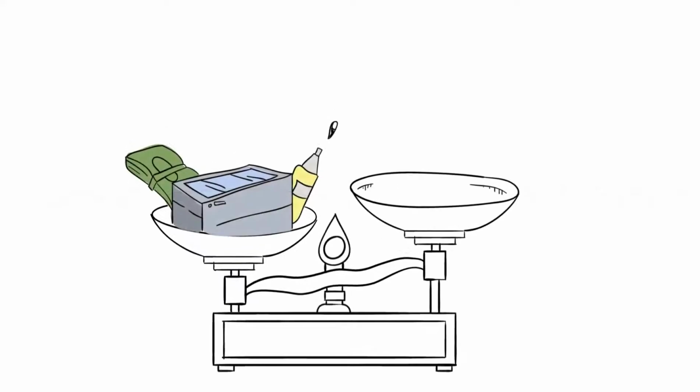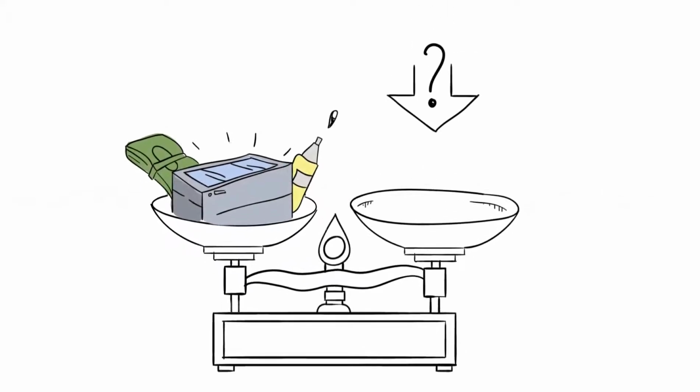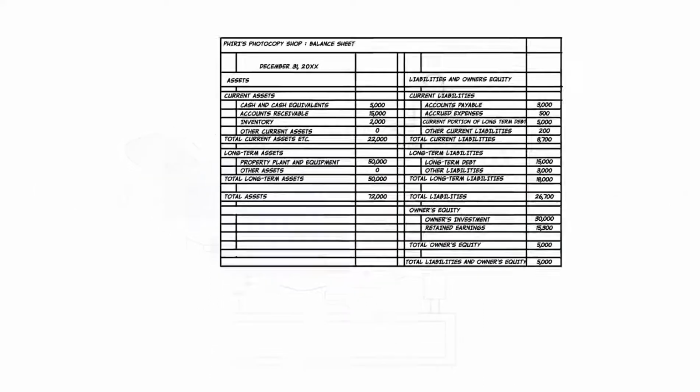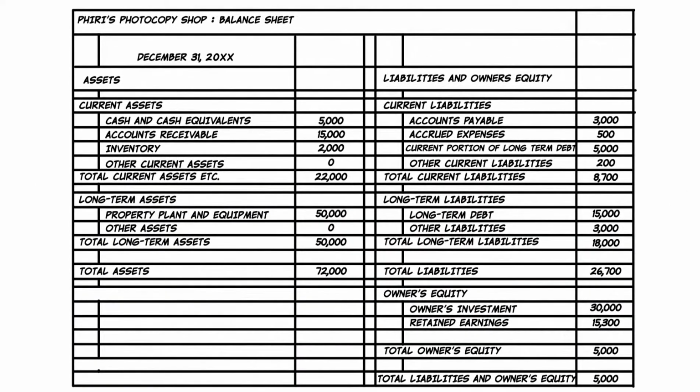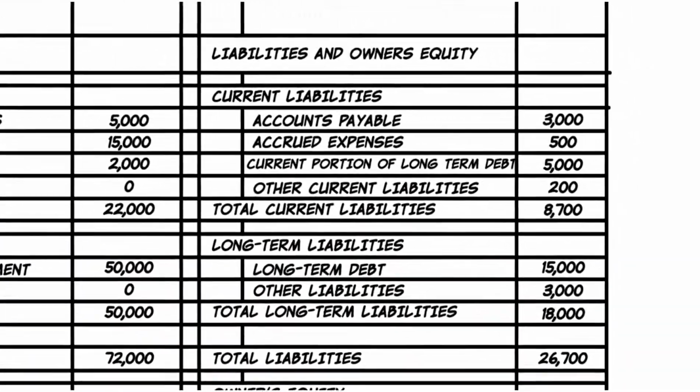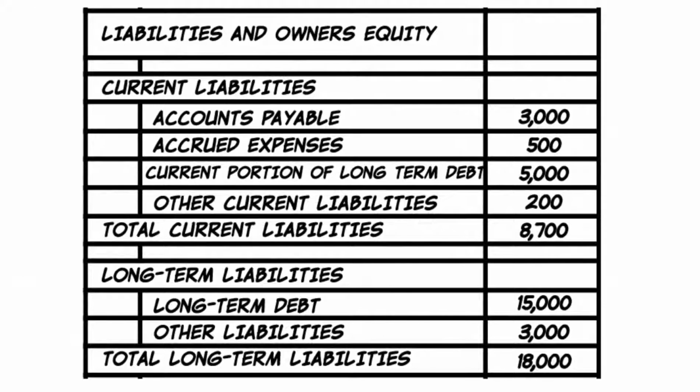And where did your business get the money to buy all these assets? Let's look at the other side of the balance sheet. These are the liabilities. Liabilities are what your business owes to others. The liabilities section indicates where your business gets the money to finance its operations.